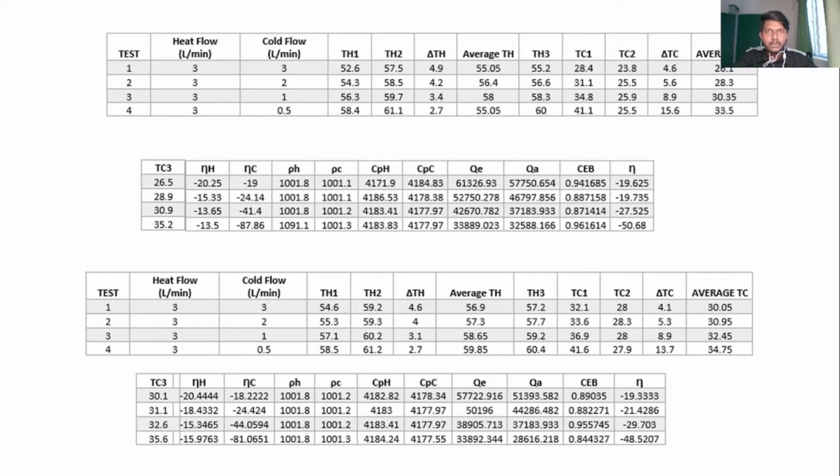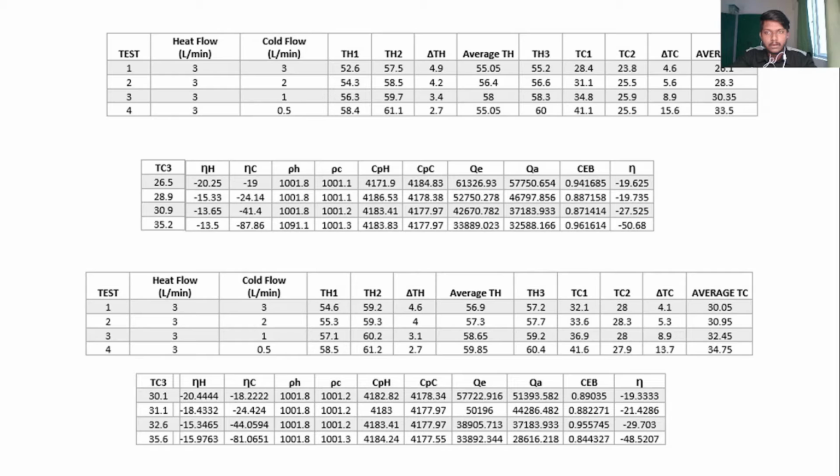So TH1 is stated there as 52.6, TH2 is recorded as 57.5, and delta TH is the difference between TH2 and TH1. The average TH is the sum of TH2 and TH1 divided by 2. The same goes for TC1 and TC2. The same formula is used to find delta TC and also average TC.